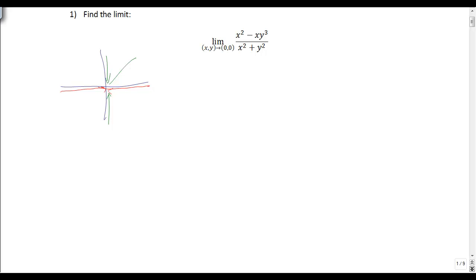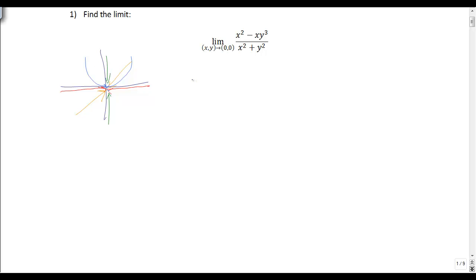You can approach along this orange path, and you can even do crazier things, like a path such as y equals x squared, or you could curl around, or all sorts of different things. If the limit exists, all the values along those paths would be equal. So a typical way to show a limit does not exist is to find two paths and show the limits along those paths are not equal. That's what we're going to do here.